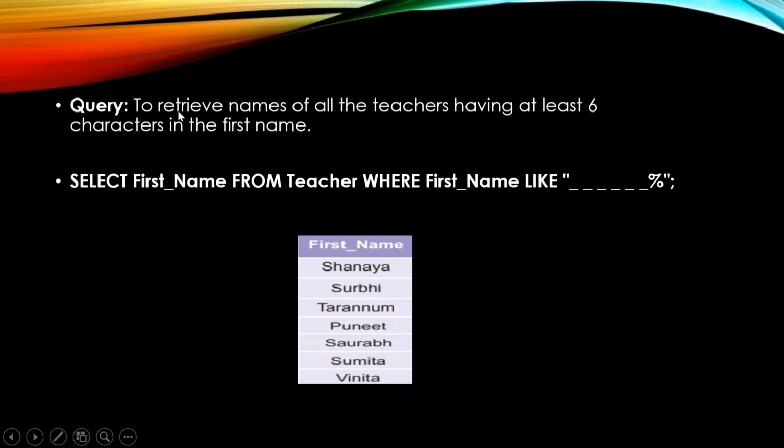Next, if you want to retrieve the names of all the teachers having at least 6 characters in the first name, you have to write the query like this. Select first name from which table? Teachers table where first name like underscore and then percentage mark. You will receive the output like this.